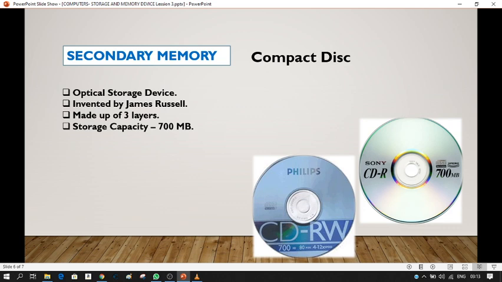A computer needs a device called a CD drive or CD-ROM drive to play the CD. CD drives use a laser beam to read the data present on the CD. CD or CD-ROM comes in the following varieties: CD recordable and CD rewritable.